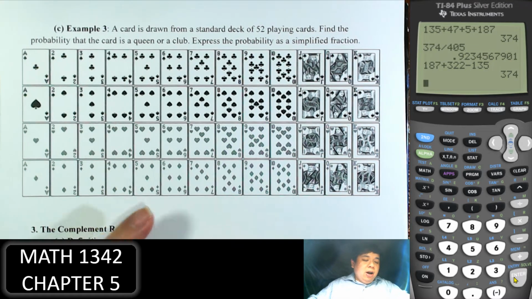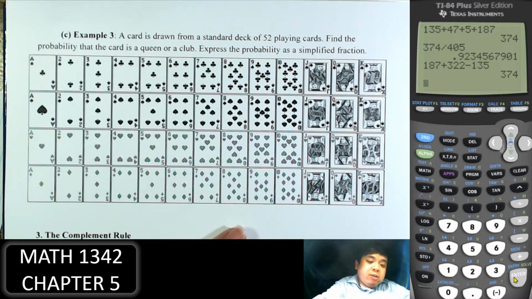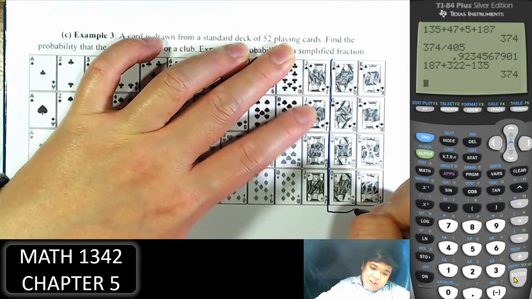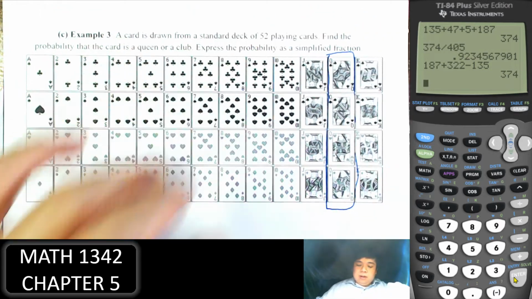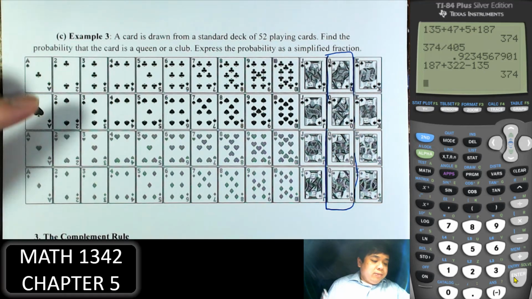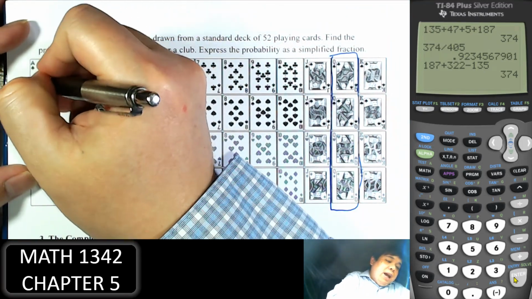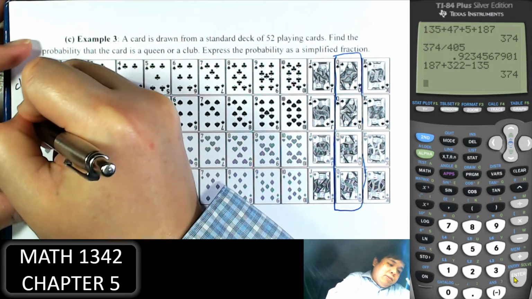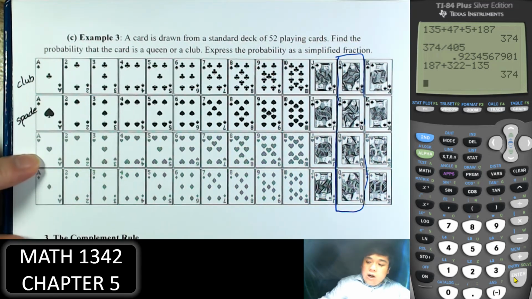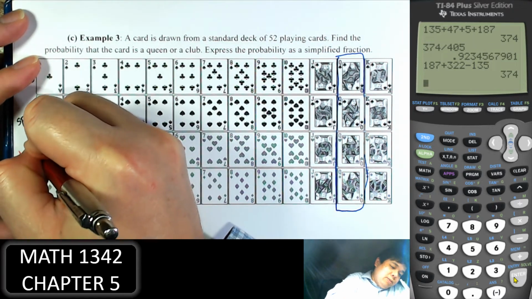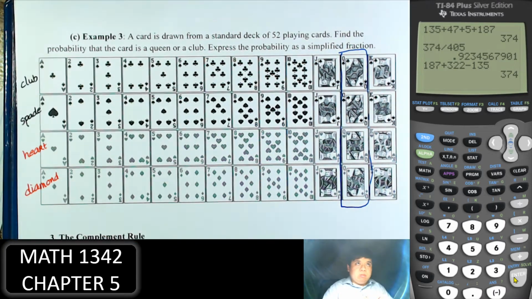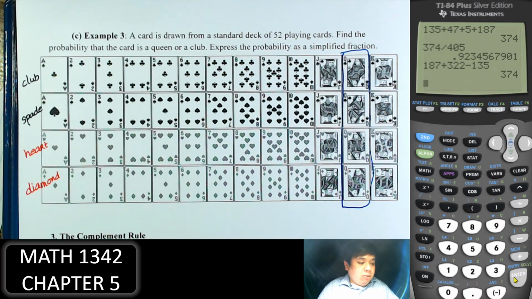Here's another example. A card is drawn from a standard deck of 52 cards. Find the probability that the card is a queen or a club. A queen is this. There are 4 of them. And then for a card we have 4 suits. This is a club, and it's a spade, heart, and diamond. Right, 4 suits. These 2 are red, the other 2 are black.